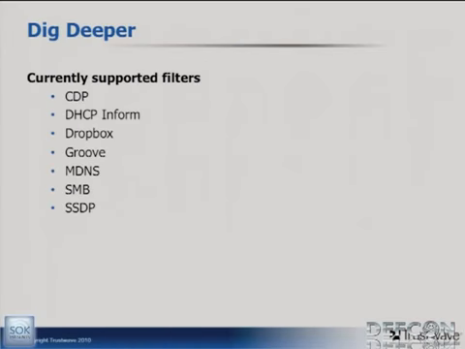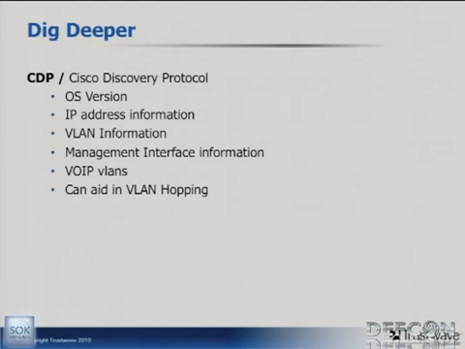So as far as what is currently in each filter, I wanted to talk for a couple minutes about what types of information we're actually gathering. So CDP we looked at for a second. It's got the OS version, IP address information, VLAN information. Where all of this really comes in handy is if you're doing a pen test, a lot of the time you will get things like what the voice over IP VLAN is and other information that can help lead to further compromise. So for instance, since you're getting all of the OS versions, if there's a vulnerability in a certain version of IOS, this will certainly help you.